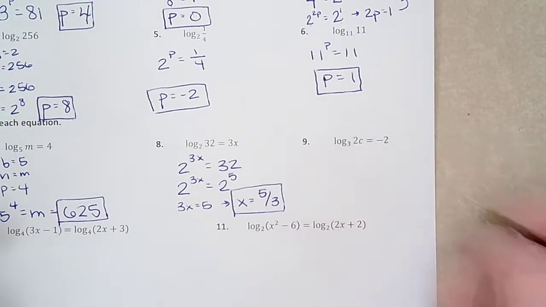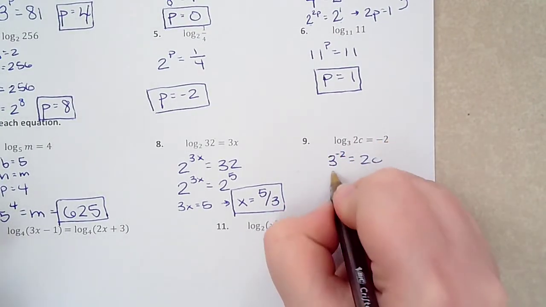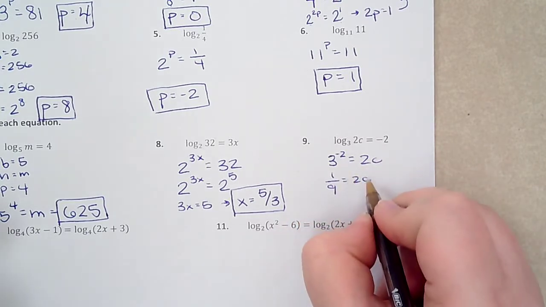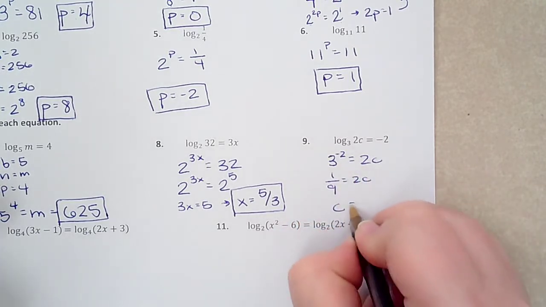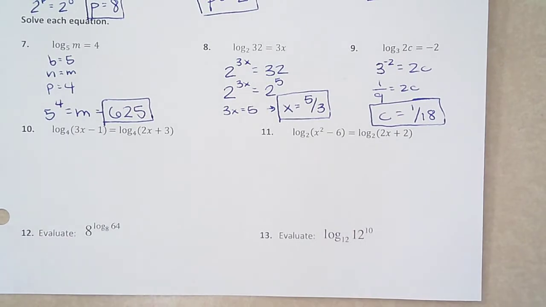All right, same thing here. 3 to the -2 equals 2c. 1/9 equals 2c. Divide both sides by 2, you get c equals 1/18. Like I said, these can be really fast once you get to know those formulas really well.